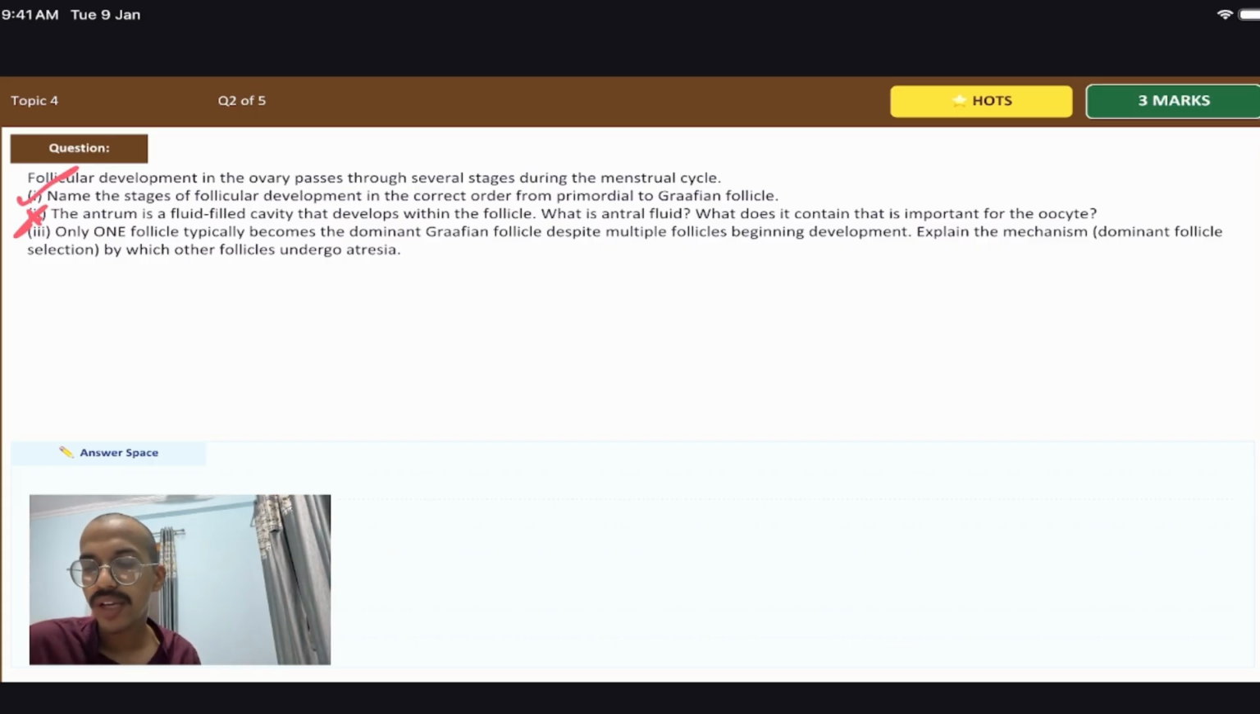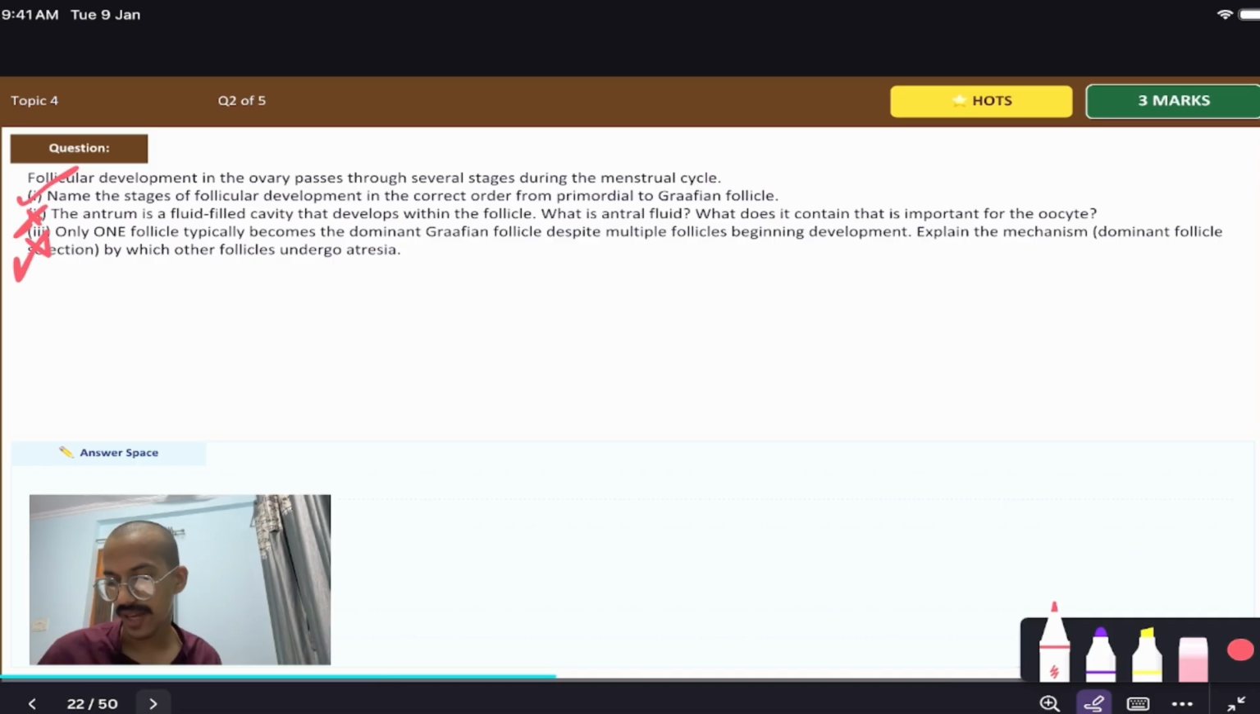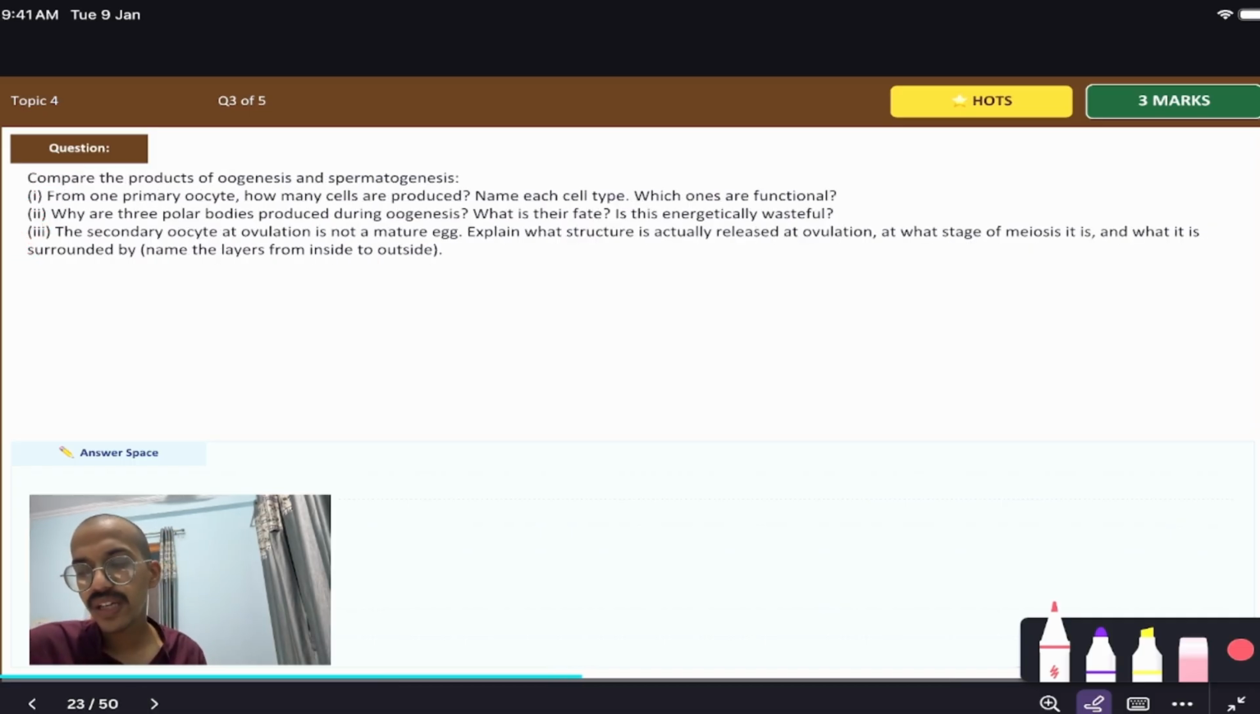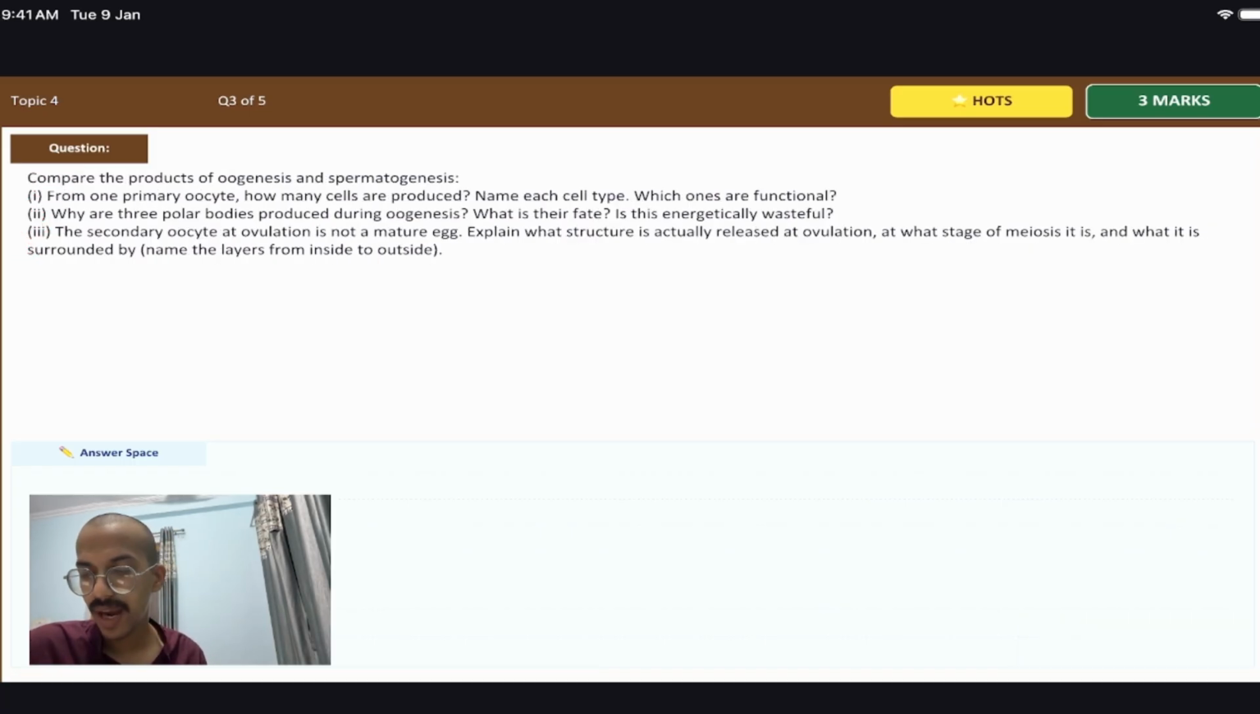Only one follicle typically becomes the dominant Graafian follicle despite multiple follicles beginning development. Explain the mechanism by which the other follicles undergo atresia. Not in your syllabus. Okay, coming up to the next one. Compare the products of oogenesis and spermatogenesis. From one primary oocyte, how many cells are produced? One. Name each cell type, which ones are functional.